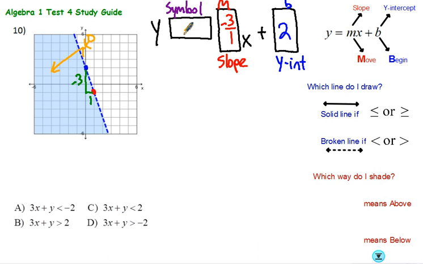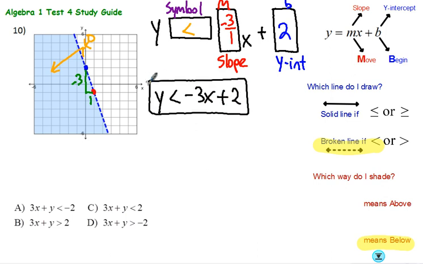We know that below means less than. And then we just have to take a look at the line. The line is broken, right? Clearly the line is broken. So what that means is that there will be no line underneath because it's broken. And we shaded below. So there we go. We already have the less than in there, so that looks good. So we've got y less than negative 3x plus 2.